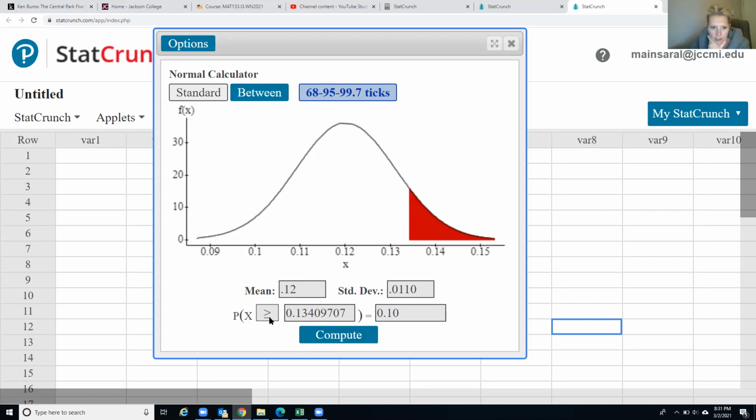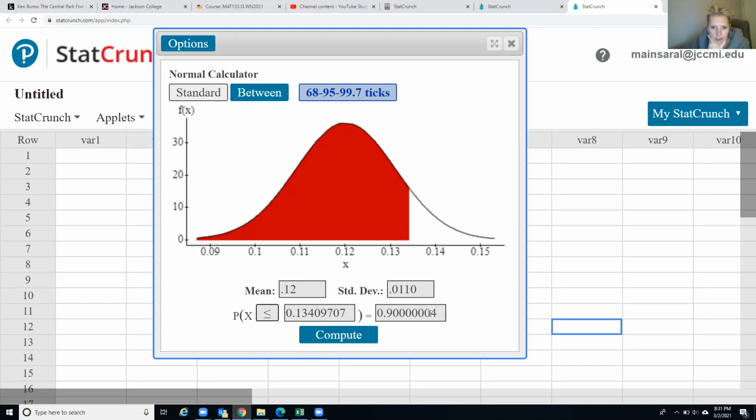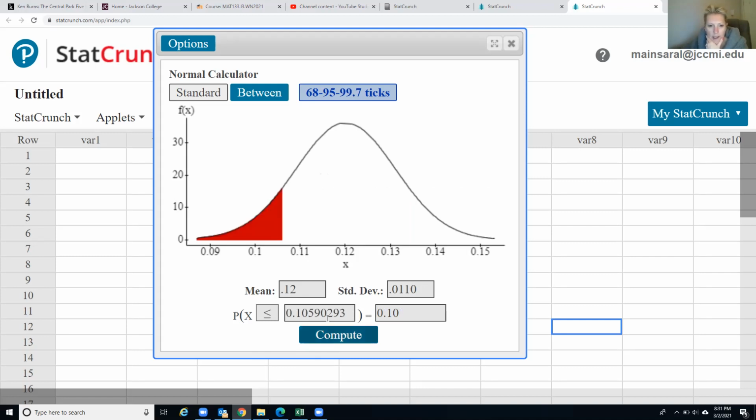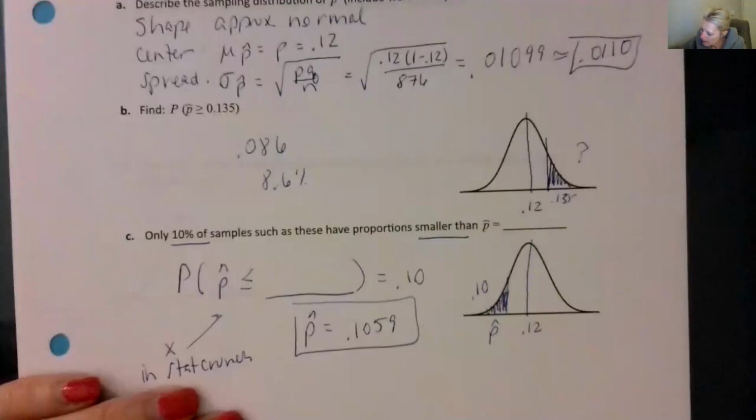Oh, I did a greater than still, it's a less than. So we need to correct that, 0.10 is less than. And that was a p hat of 0.1059. So I'm going to show you, so we can all have the same thing on our paper here. And this is what we had for each of those.